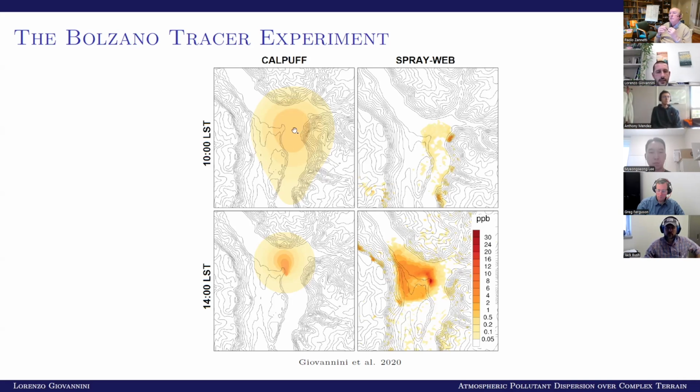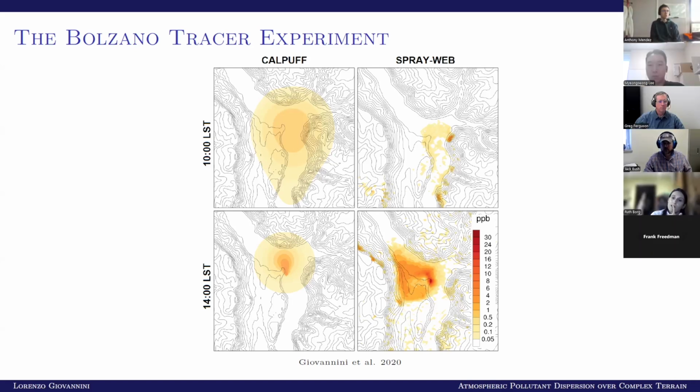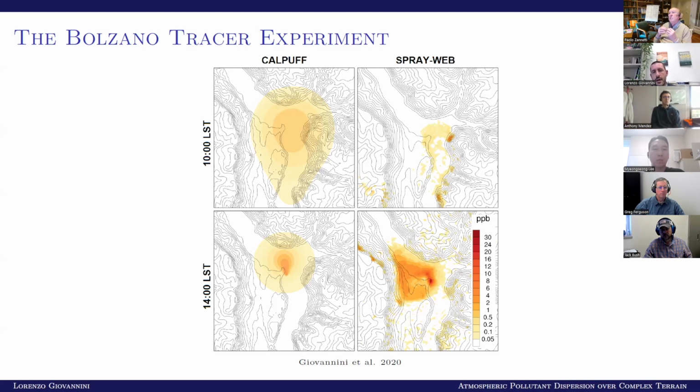So here we have an example of what CALPUFF simulated in the morning, so after the first release of SF6, and in the afternoon. So a very smooth plume, which is not very representative of what happened in reality. On the other hand, on the right, you can see the same results, but obtained with one simulation with the Lagrangian particle model, SPRAYWEB, and you can see that we have a more complex behavior of the plume, which is emitted by the incinerator. And actually here, I don't have time to show you the details, but we also validated the results of the different simulations against the measurements that we performed. And it was clear the superior performance of the Lagrangian particle model with respect to the CALPUFF model.